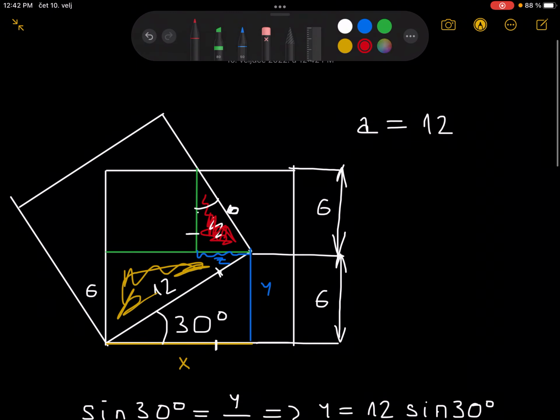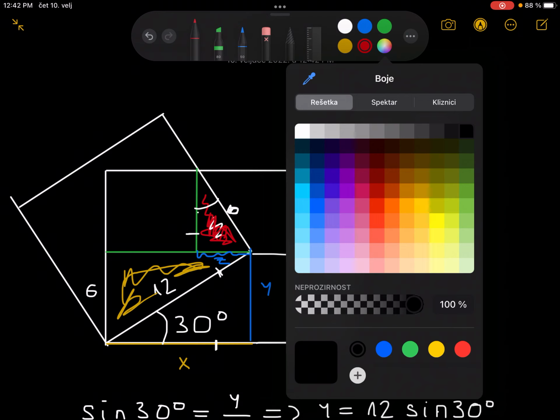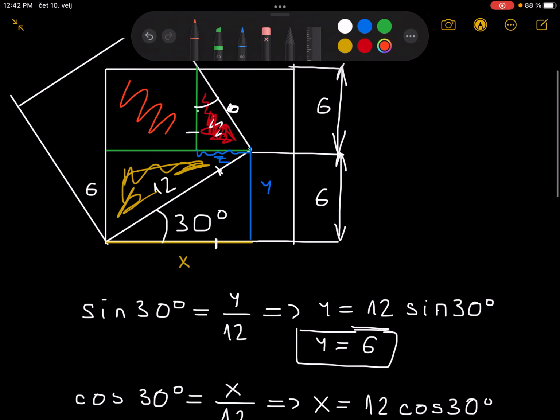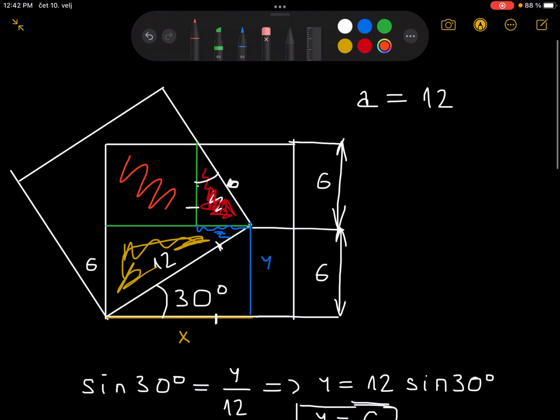And for the third area, I'll use a different color this time. Let's say orange. We already know its height is 6. And this side right here, if you look at the photo more closely, is going to be equal to x minus z.